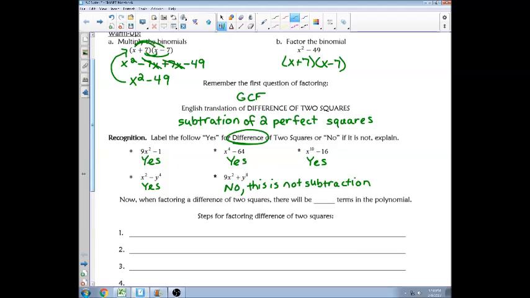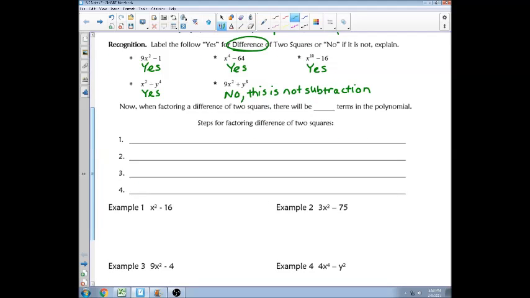Okay? Now, when factoring a difference of two squares, there will be two terms in the polynomial. We should all know that the name of that is a binomial. Any polynomial that has two terms is a binomial. So steps for factoring difference of two squares. First, we're going to make two sets of parentheses. In one set of parentheses, we're going to put a positive. In the other, we're going to put a negative. Okay?